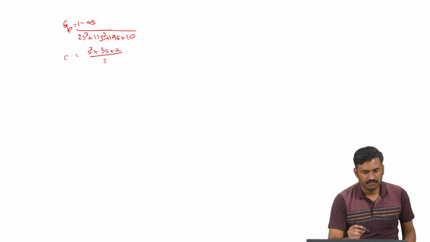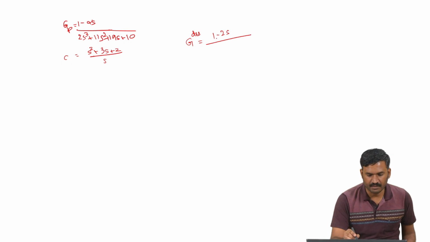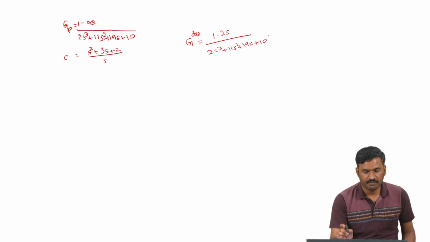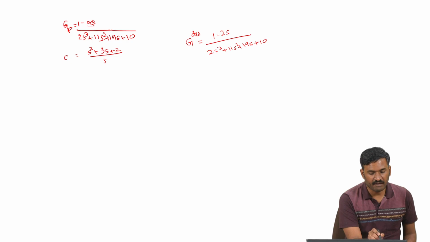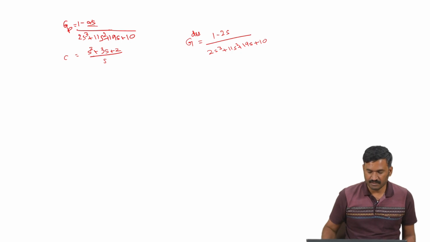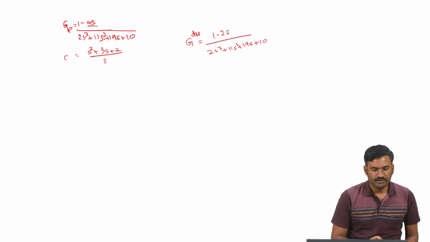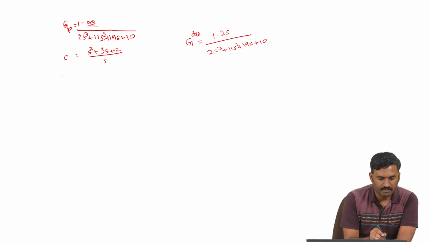Now, because of the way with which we have designed the controller using G desired as (1 - 2s) divided by (2s^3 + 11s^2 + 19s + 10), we may not be able to control the system for all alpha values. So, we can find the limits of alpha till which the system can be controlled by computing the closed loop transfer function of this system. So, let us compute that.